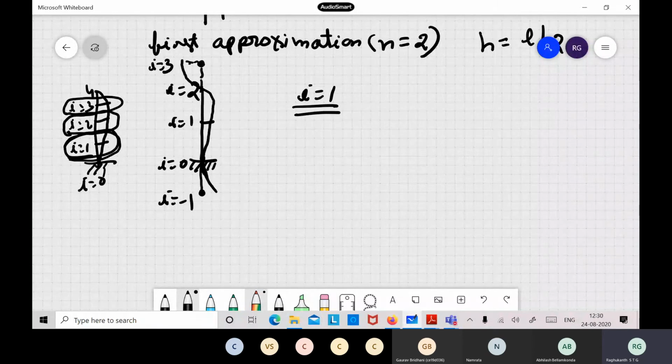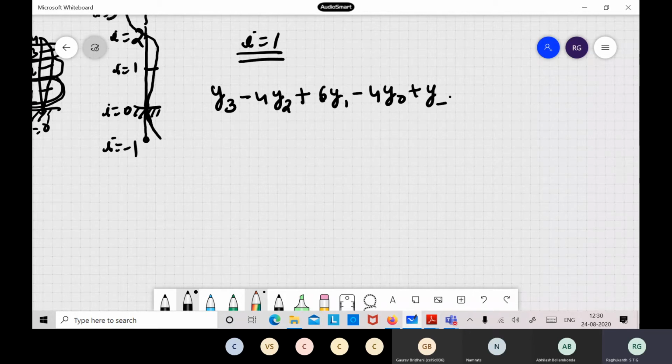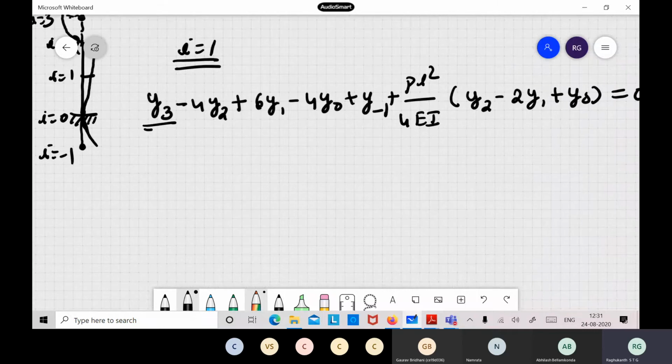Now if you write our final difference equation for I is equal to 1, you have y3 minus 4 times y2 plus 6 times y1 minus 4 times y0 plus y of -1, plus PL squared by 4 times EI, then y2 minus 2 times y1 plus y0 is equal to 0. Now you don't know how to approximate y3, and we also don't know how to approximate y of -1.